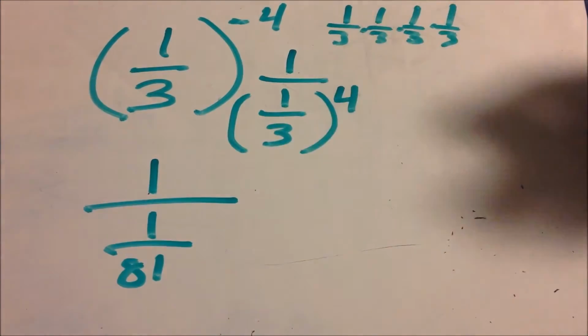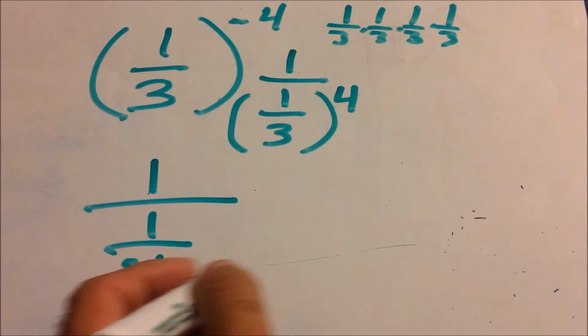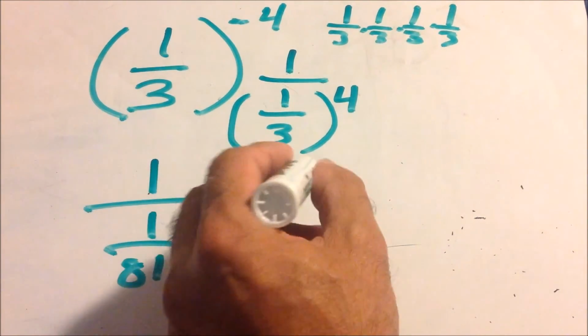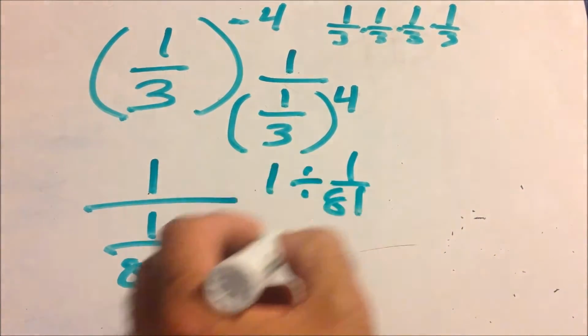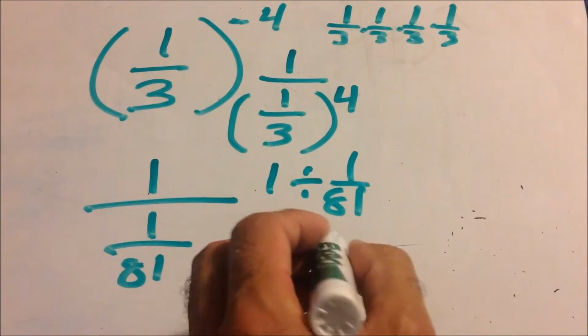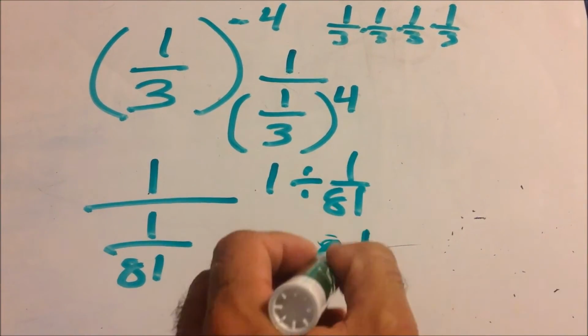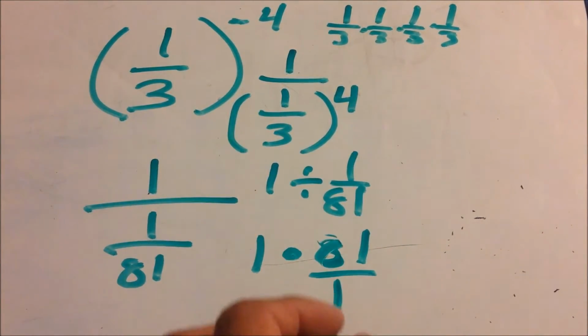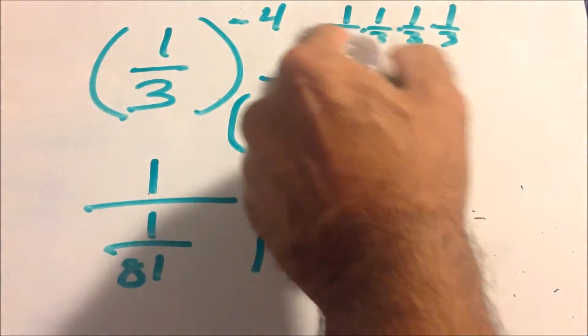And by now you can see that the answer would be 81, because you're saying 1 divided by 1 over 81. And again, we turn it to multiplication and we flip it. So it's 81 over 1. The answer is just 81.